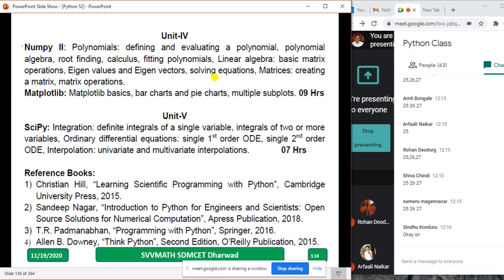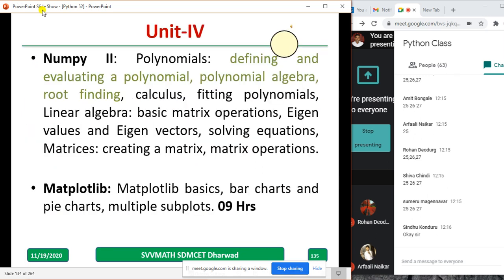Unit 4, Unit 5 we have to discuss. Now Unit 4 will continue: the polynomials. Hope all of you are remembering the polynomials, defining the polynomials, evaluating a polynomial.